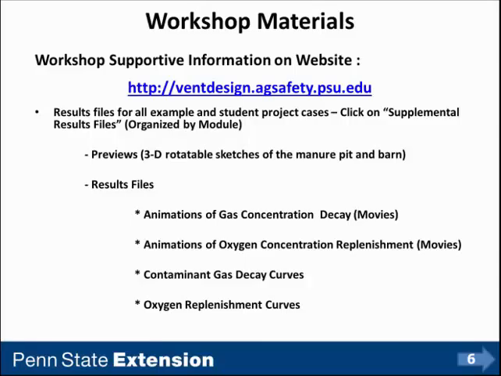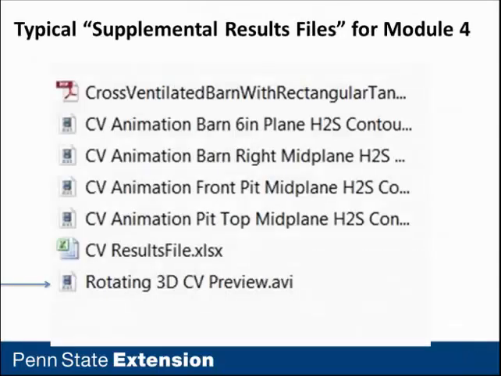To give you an idea of what these look like, when you go to the supplemental results file for module number 4, which happens to be for a cross-ventilated barn, it has all of these items on it. And let's first look at the rotating 3D preview, the one with the highlighted arrow by it.